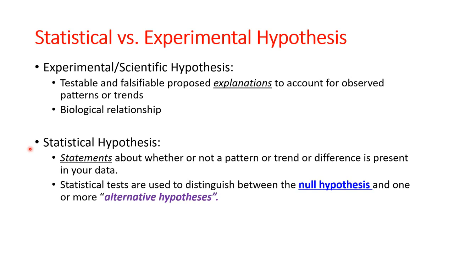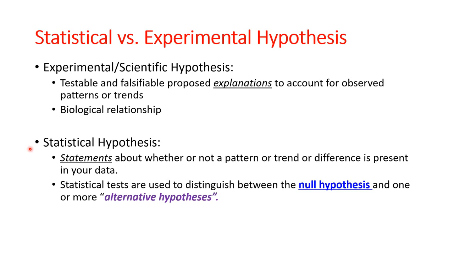And then, another important aspect to consider is the difference between experimental or scientific hypotheses and statistical hypotheses, right? Throughout the semester, we have you work on writing better experimental or scientific hypotheses, right? It's a biological relationship between two or more variables that is testable or falsifiable, right? We practice writing those. Those are different from statistical hypotheses. These are statements about whether or not a pattern or a trend or a difference is present in your data, right? So we use a null and an alternative hypothesis when we do inferential statistics.